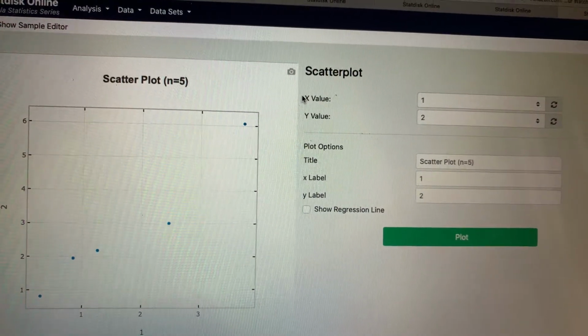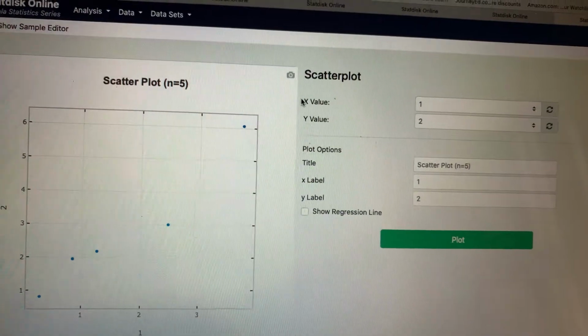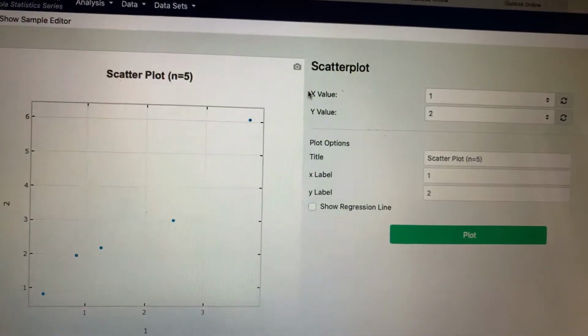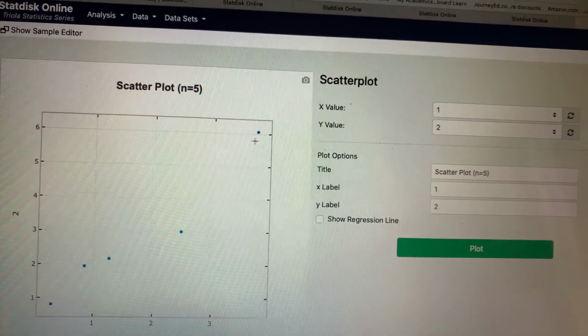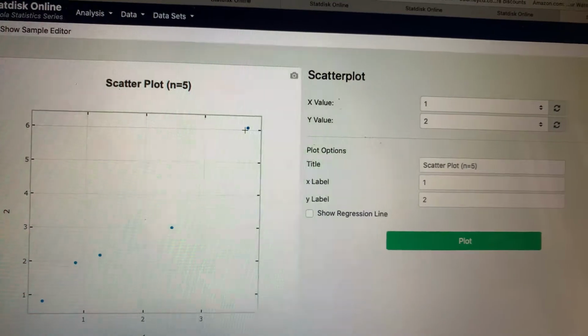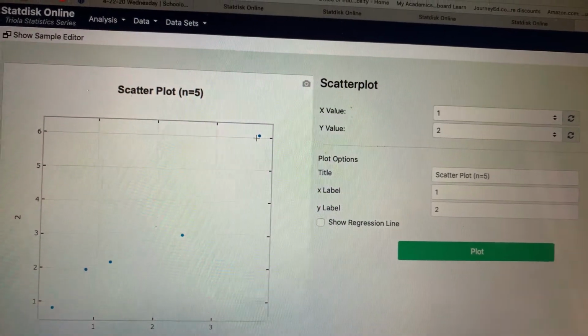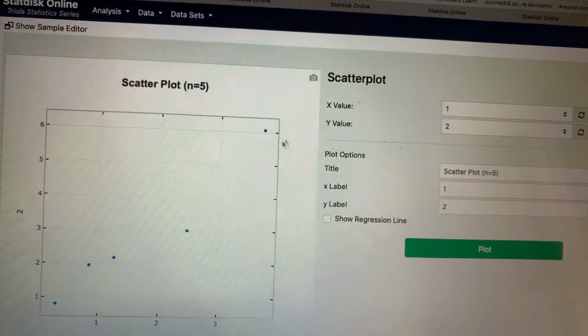Let's see, what else can I say about this? The strength, direction, form, and again, the form appears linear. I don't see any super obvious outliers. It's possible this dot up here, the 3.75 flow rate with the 6.07 amount of eroded soil, could potentially be an outlier, but it is an outlier in the pattern.